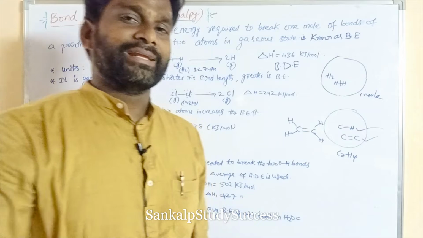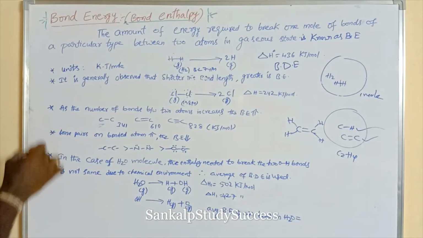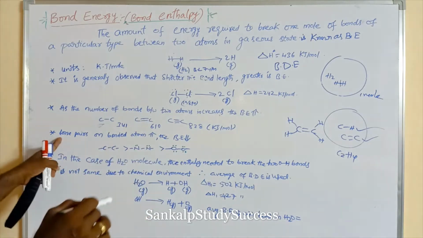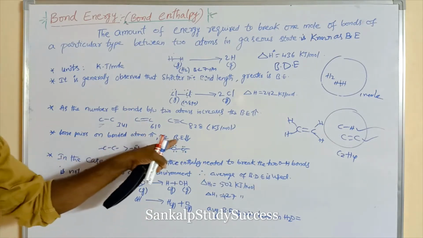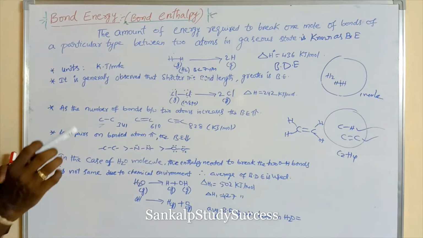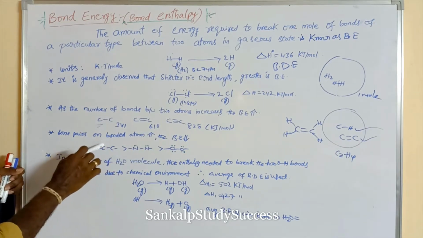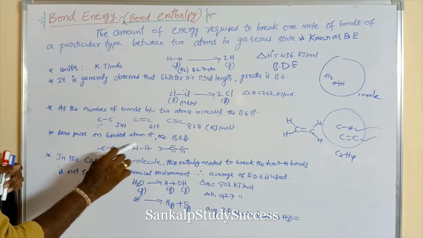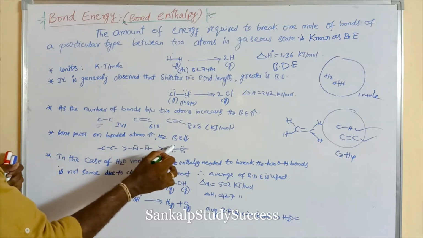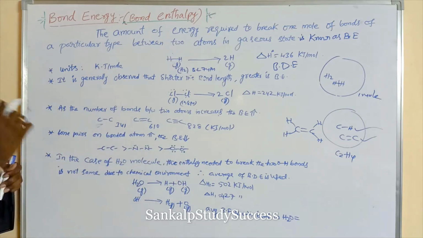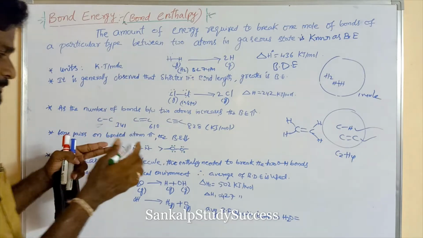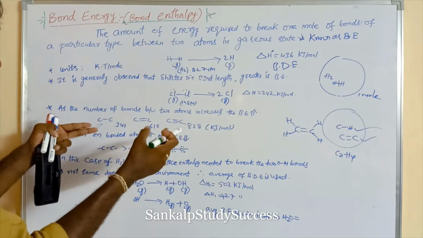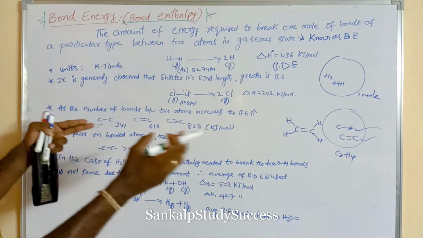energy also increases. Next point, when lone pairs on bonded atoms increase, the bond energy decreases. So we know that here in C single bond C, lone pairs are absent. Here N bond N contains one lone pair on nitrogen atoms. O bond O contains two lone pairs on oxygen atoms. We know that when the lone pairs on bonded atoms increase, the repulsive force between the lone pairs also increases, then the bond length decreases.